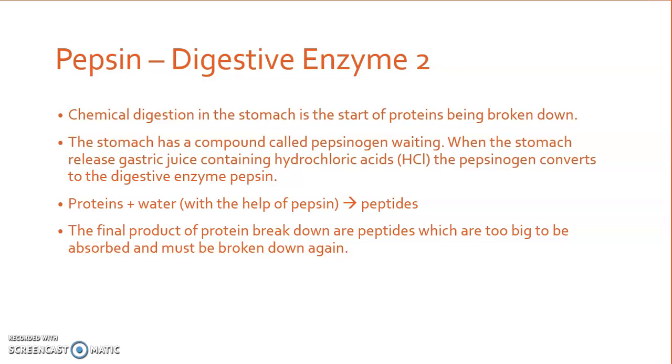So salivary amylase in the mouth was the start of the breakdown of starches and carbohydrates. Chemical digestion in the stomach is the start of proteins being broken down. So the stomach has a compound called pepsinogen, and that's waiting in the stomach. When the stomach releases gastric juices containing hydrochloric acid, the pepsinogen converts to the digestive enzyme pepsin. So we don't start off with pepsin, we start off with pepsinogen. It then reacts with the hydrochloric acid and converts to pepsin.